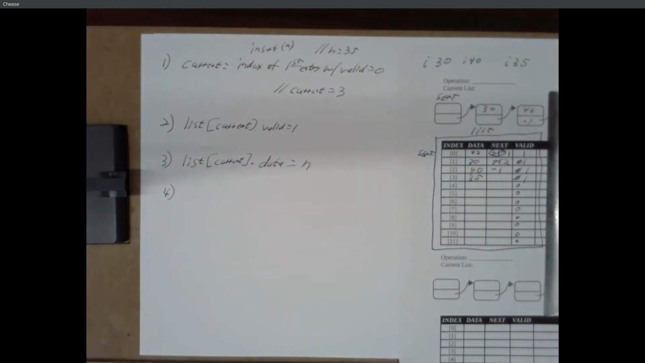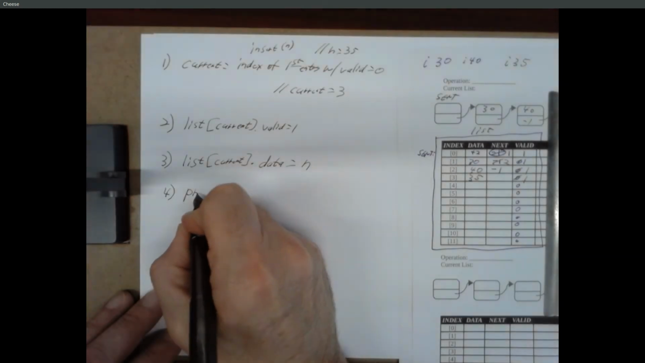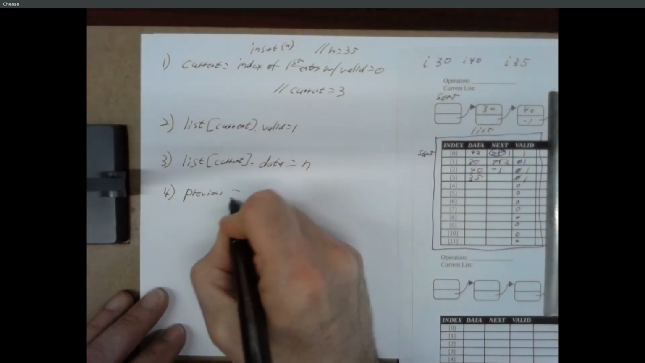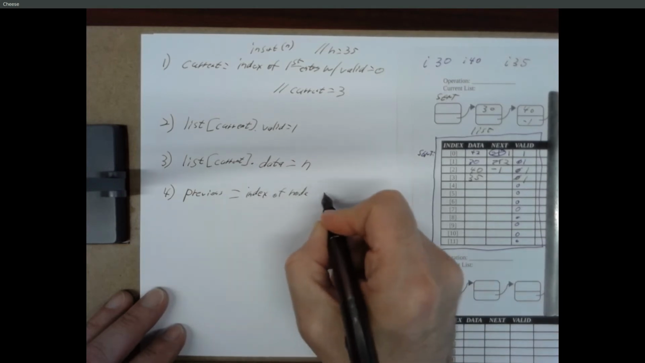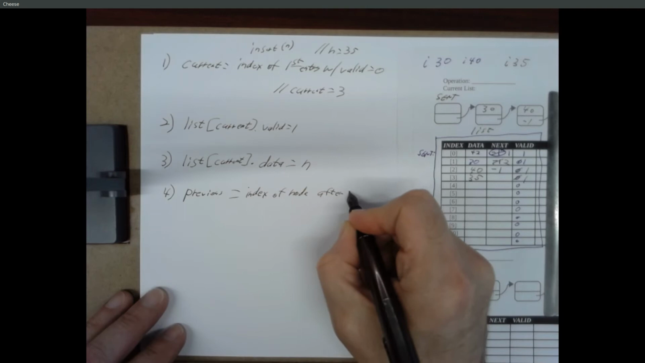All right, now we're inserting in between two nodes here, so we don't want to set 35's next to be -1. We want it to be something else. And we're going to have to change the previous node to point to our 35. So before we can do any of that, we need to know what the node is immediately prior to this new node we're inserting. So I'm just going to give that a variable name. I'm going to call it previous. I'm going to say previous equals index of node after which we're inserting.